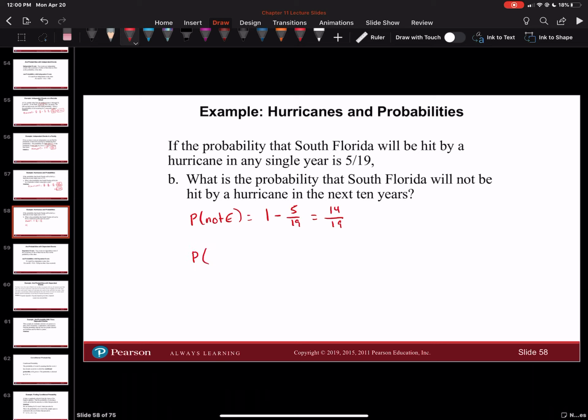Now, the probability of no hurricane in the next 10 years would just be 14/19 raised to the 10th. If we put that in the calculator, and we're just going to put it in decimal form, it'll be 0.047.